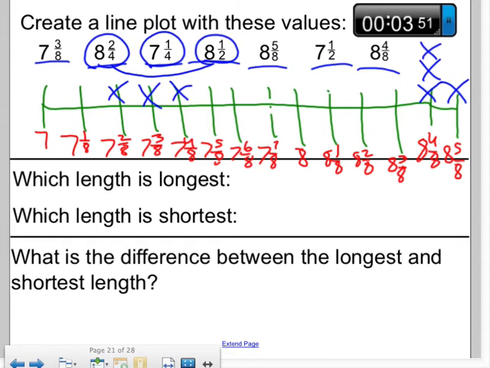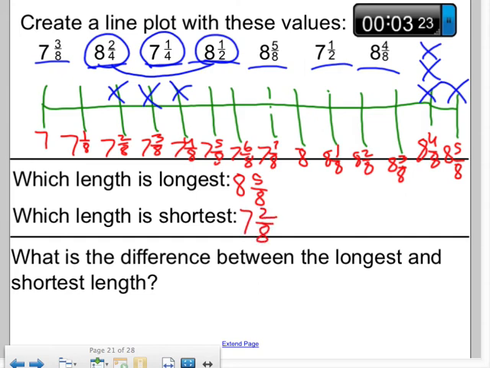So which one is the longest? Who can name the longest? Leslie. Correct. But I can see a lot of kids thinking, oh, I see the longest. It's 8 4/8, because it has, no, that's the one that got picked the most, but it's not the longest. Which length is shortest? Take a look. Taylor. 7 2/8.